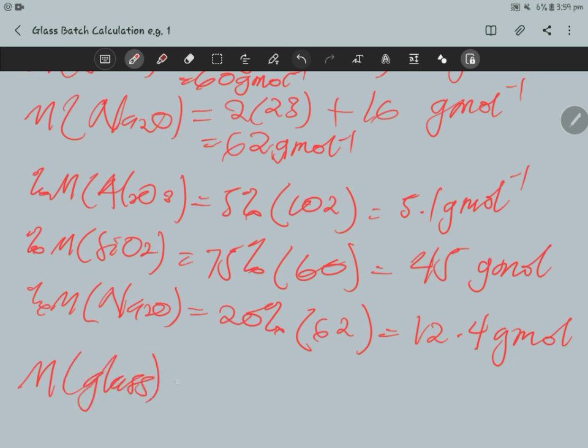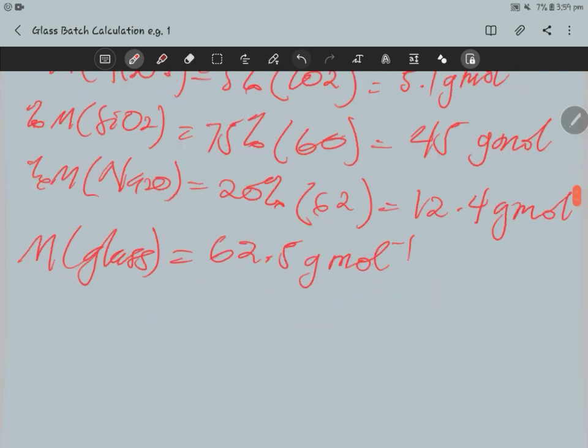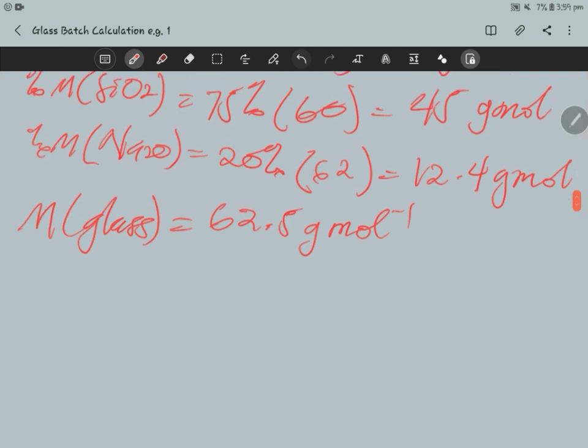So let's see what that gives us: 5.1, 45, and then 12.4. That gives us 62.5 grams per mole. And then here's where we do fraction. The fraction gives us actually a portion of what we need.